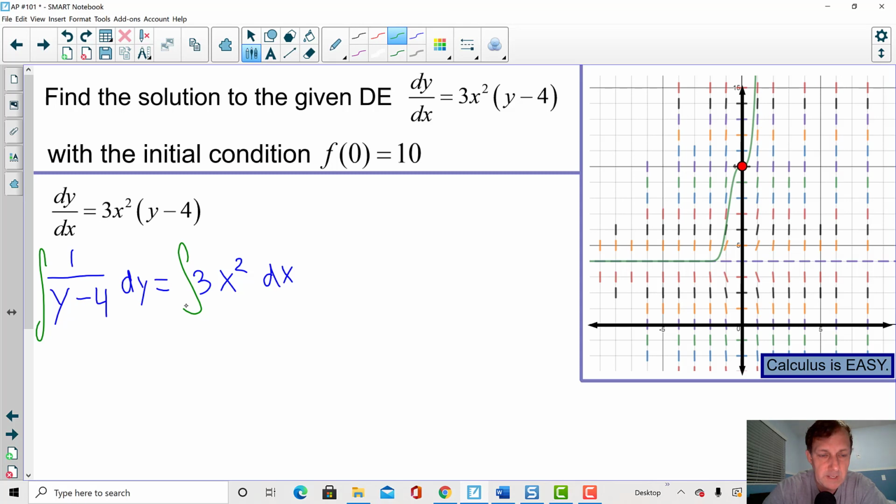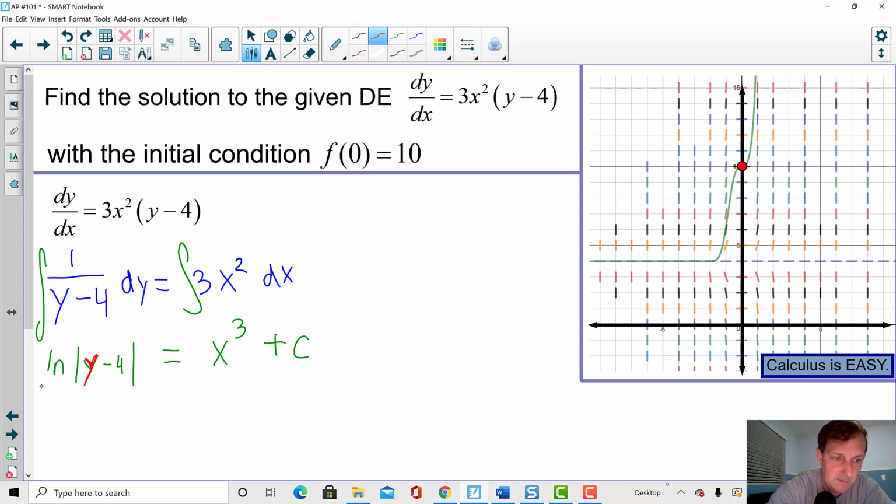On the right side, we're going to get x to the third. We'll go ahead and put a plus c on the right side. On the left side, we get ln, and then absolute value of y minus 4. Now we do have to solve for the y, so we got to start by getting rid of that ln.